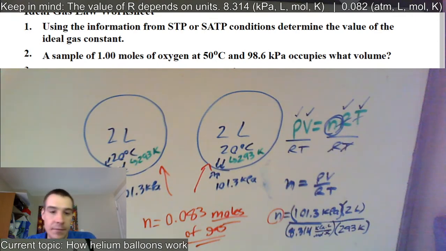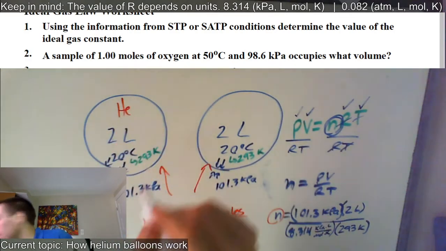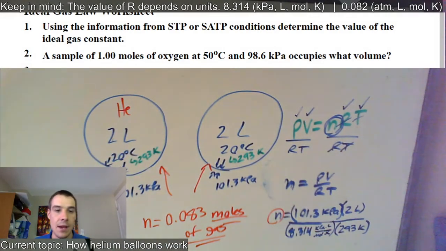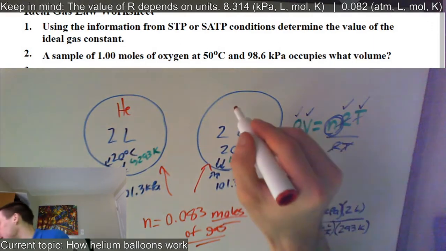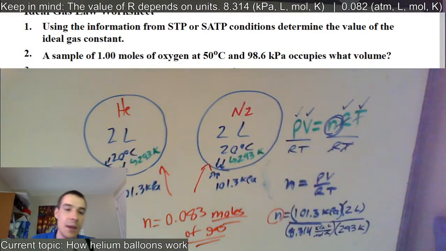Now, let's pretend there's different gases in there. Remember, this section is called How a Helium Balloon Works. How does a helium balloon work? Well, if this was helium, say, and this was air, let's just pretend it's nitrogen. As you guys know, air is mostly nitrogen, so we can assume that it's going to be pretty close to nitrogen. We could work out how much it weighs now.